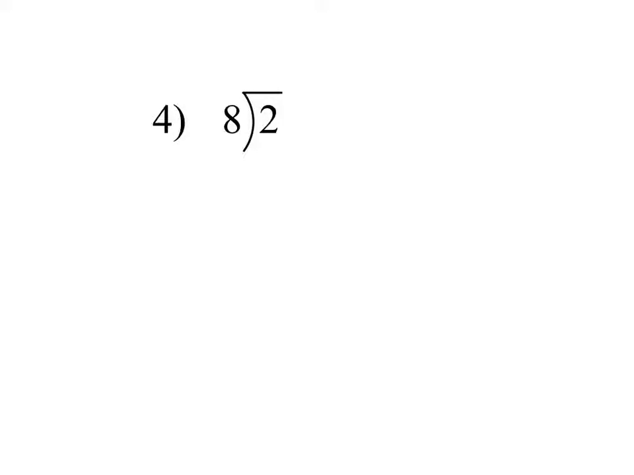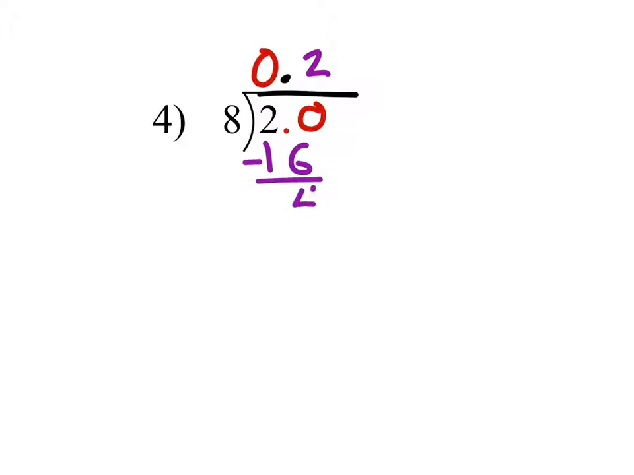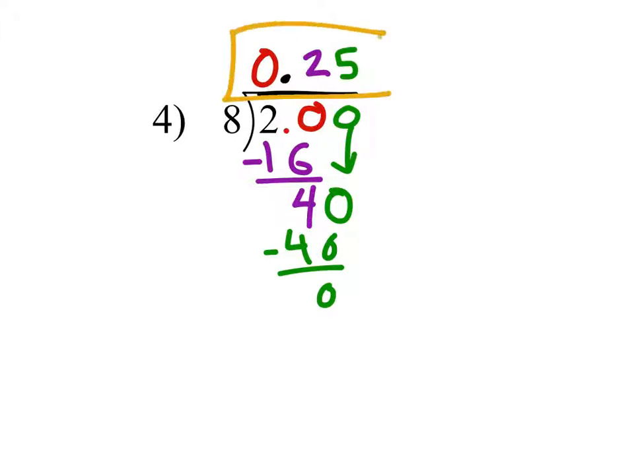So 8 won't go into 2, and that's okay, because we can make that 2.0, which really, again, we treat like 20, right? Well, 8 will go into 20 2 times. 2 times 8 is 16. Subtract, that gives me 4. Well, that means I'm going to need another 0. I'm going to just drop that and make that 40. 8 will go into 40 5 times. 5 times 8 is 40. Now when I subtract, I get 0. And, well, that leaves me with 0.25.